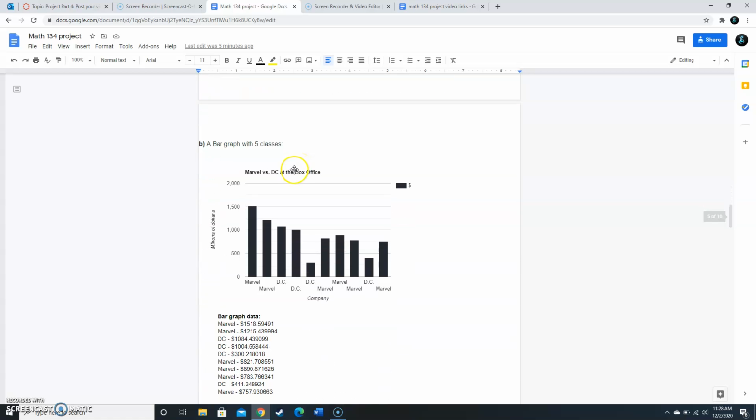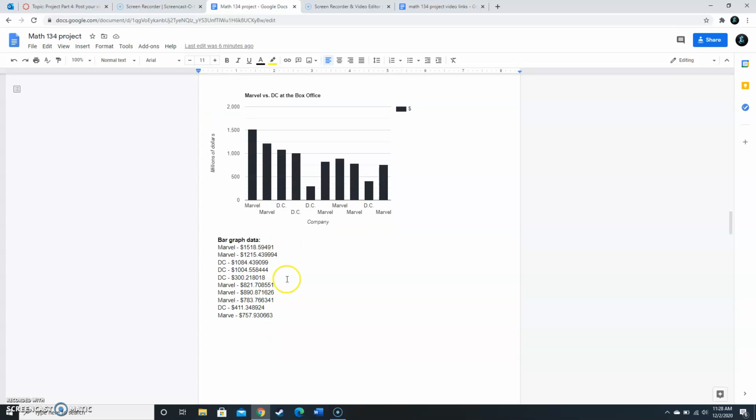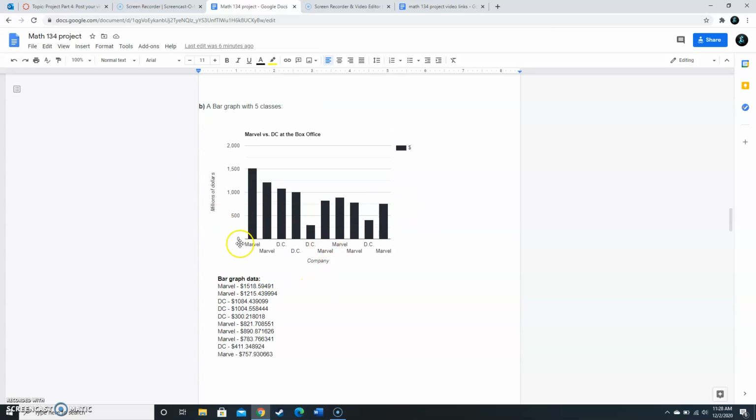The next was a bar graph with 5 classes. Mine has more than 5 classes because I couldn't figure out how to get my particular data set to fit into 5 classes, but mine basically shows the amount of money made by each company. It doesn't matter what movie, just based on the company, their income from movies.